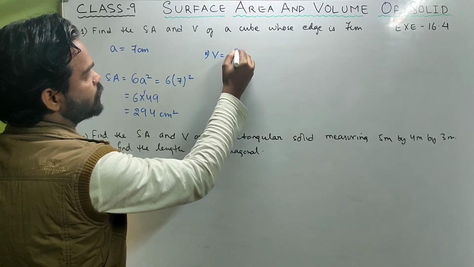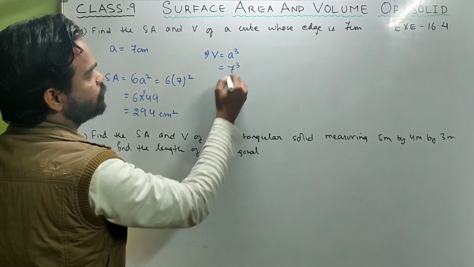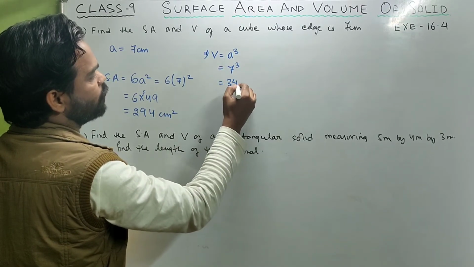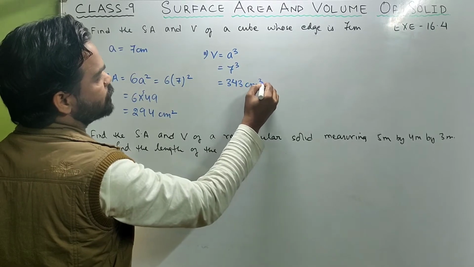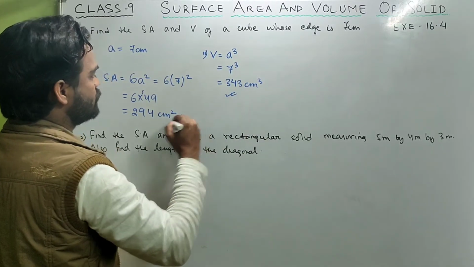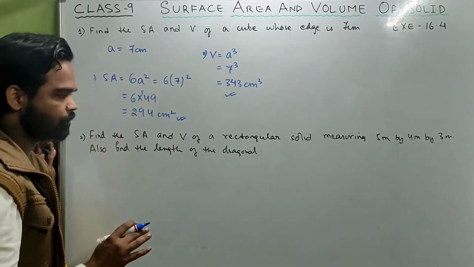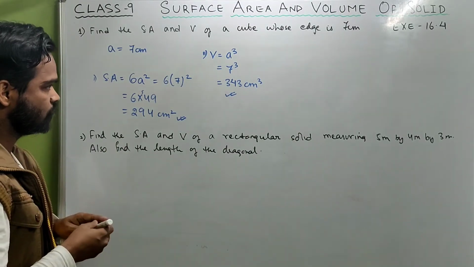Volume will be A cube. That's 7 cube. We know 7 cube is 343 centimeter cube. So that's the volume and that's the total surface area. Now look at this, number 2.